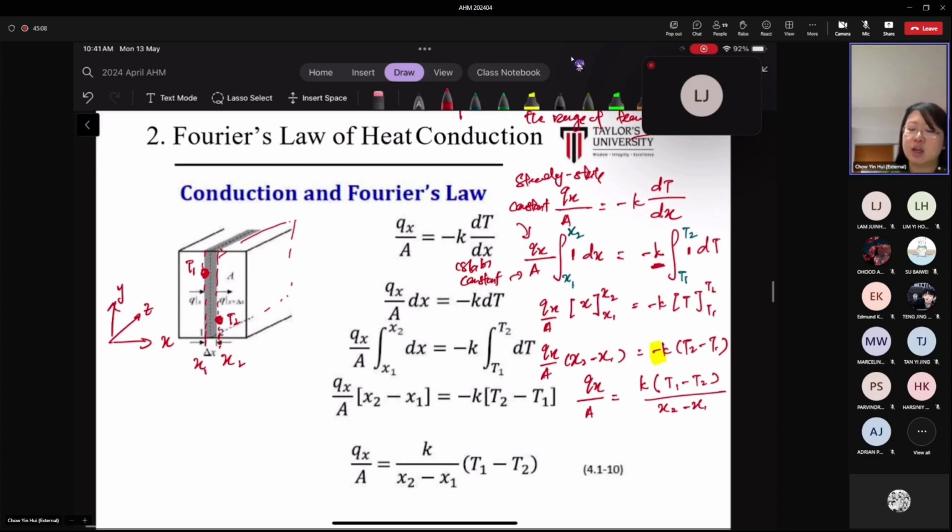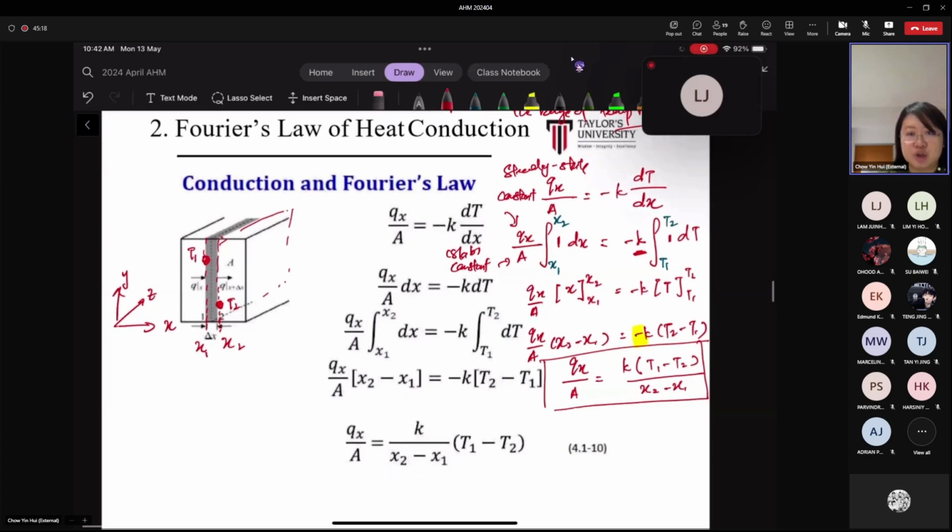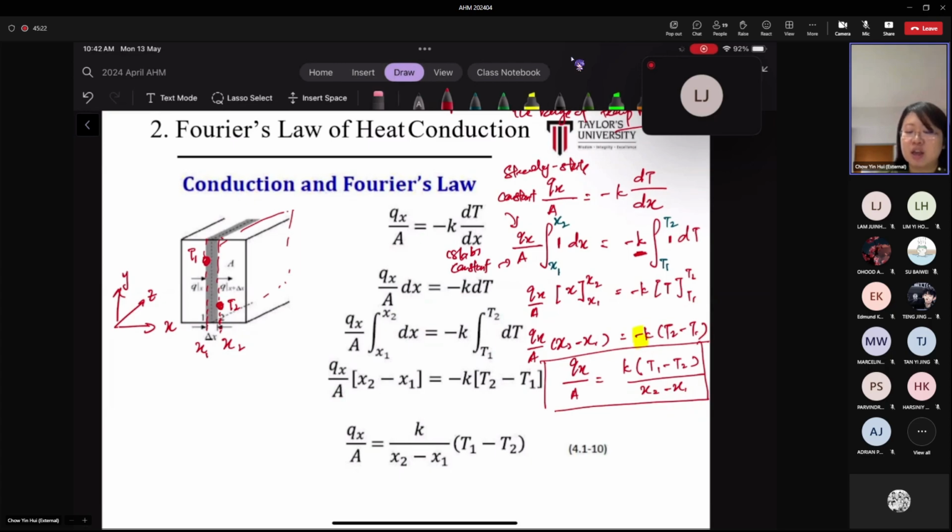Okay, so this is the equation that we usually use to calculate heat conduction through a slab. Should be fine for this one. It's okay, if you have time, you can practice this, because later when we do the formulation part, you need to do this as well.